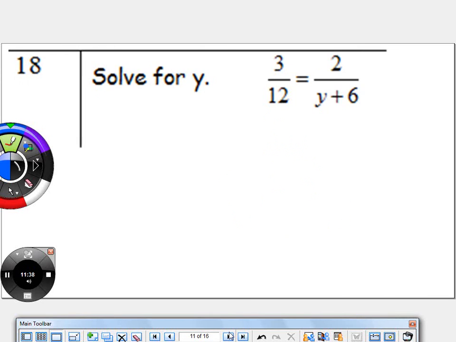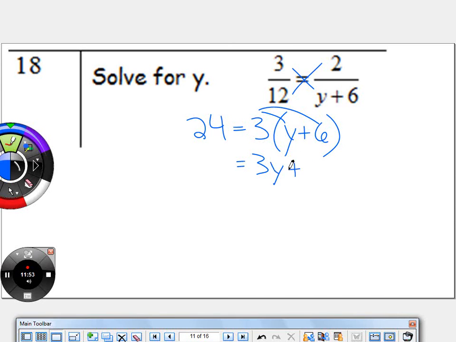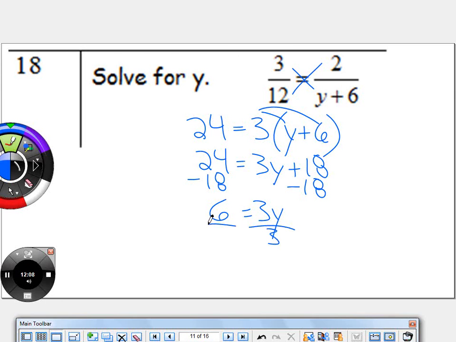Number 18, same thing, cross multiply, except on this one you got to be careful. It's going to be 24, it's 12 times 2. And then it's 3 parentheses y plus 6, because you got to make sure you actually distribute the 3 to both parts. So we have 3y plus 18 equals 24. And then you want to subtract 18. So 3y subtract 18, so you get 6. And then divide by 3. So y equals 2.